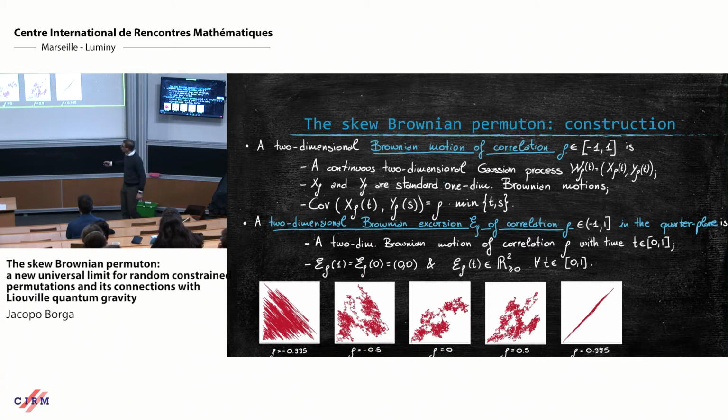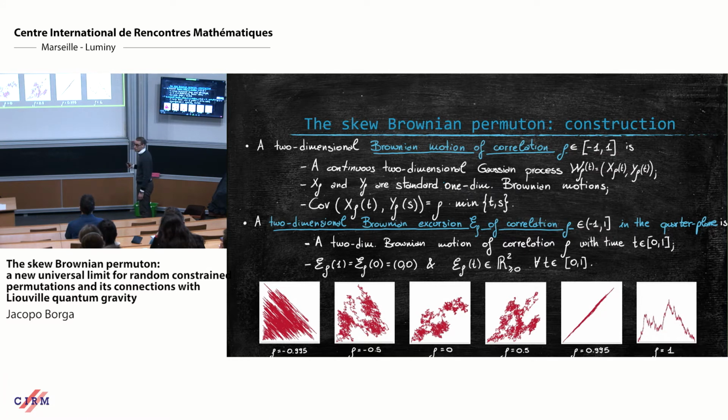So here, rho is very close to -1. And why does it look like that? It's because, in some sense, the correlation is giving a bias on the direction that the Brownian motion wants to take. And -1 corresponds to the anti-diagonal, +1 corresponds to the diagonal, and you interpolate between them. So, as you see, when rho is very close to 1, you have a tendency to stay close to the diagonal.